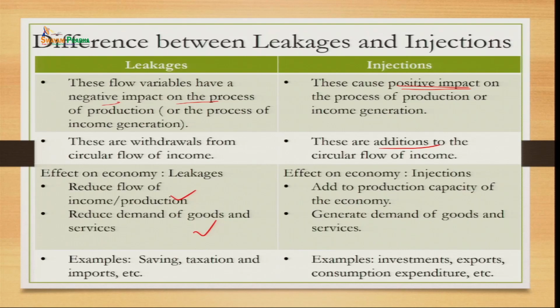Whereas opposite to it, we have injection which will add to the production capacity, and will also help people to have more employment, and this more income will help in the generation of demand for goods and services. And here we have some examples, like for leakages you have examples like savings, the taxation which we are making, as well as the import, right, whatever we import from the other country.